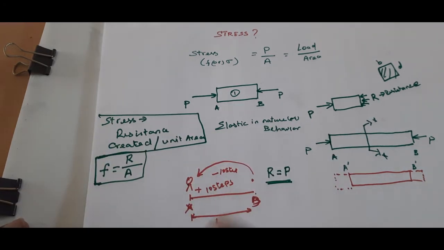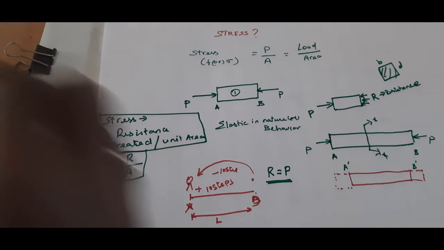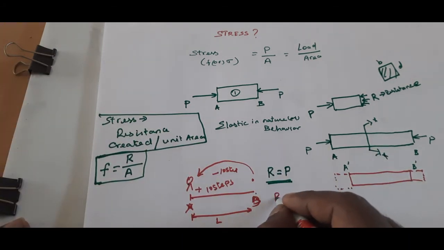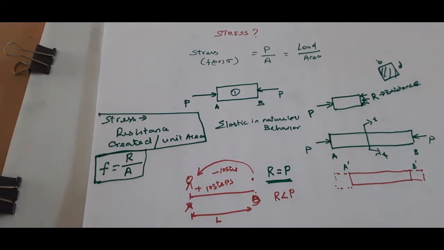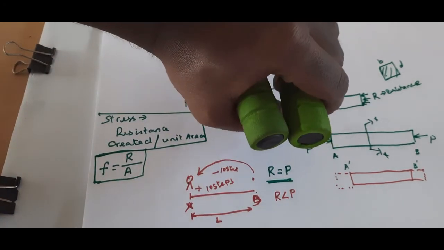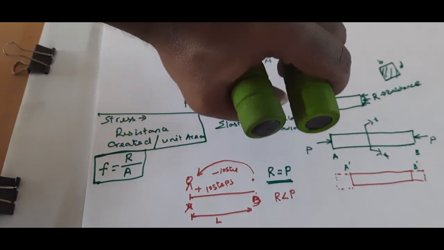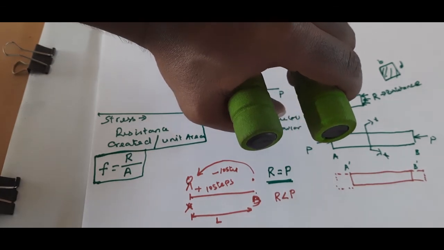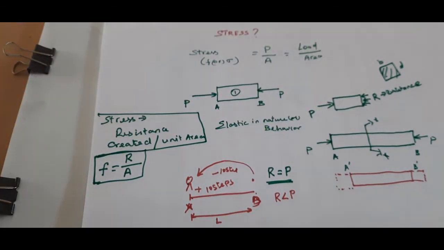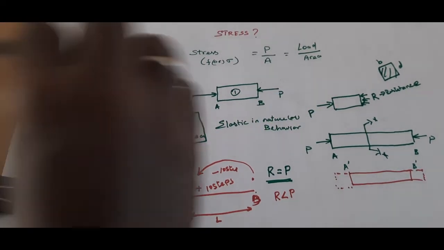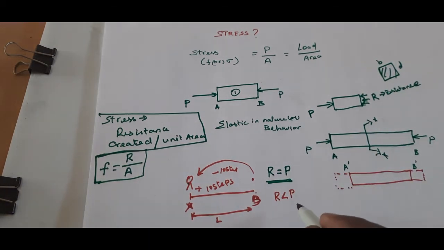Suppose the resistance is less than the applied load. What will happen? I am applying the load, and if the resistance is very much less than the applied load, it will not come back to its original position. It will get stuck somewhere here or there. This will be considered a plastic state, so this is actually not possible.